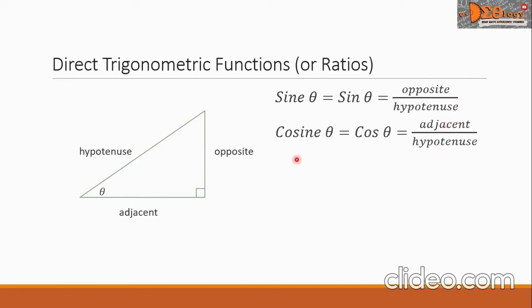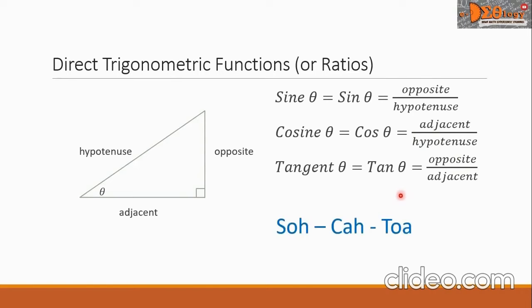The next function is cosine theta. The symbol is cos, and this is the ratio of adjacent over the hypotenuse. The next function is tangent theta, and the symbol is tan. This is the ratio of the opposite side over the adjacent side.